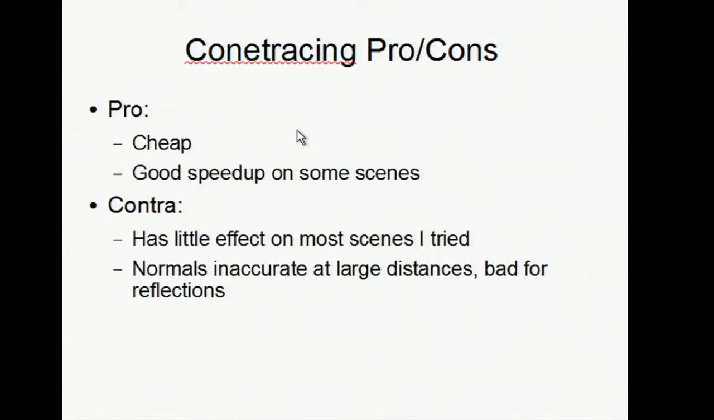And the problem with stopping tracing when you're a bit away from your object is that your normals get inaccurate. So at large distances, especially if you have reflections, you start to see strange things.